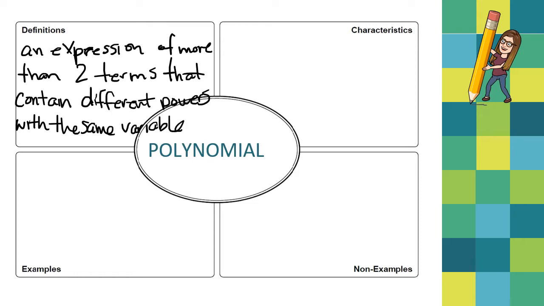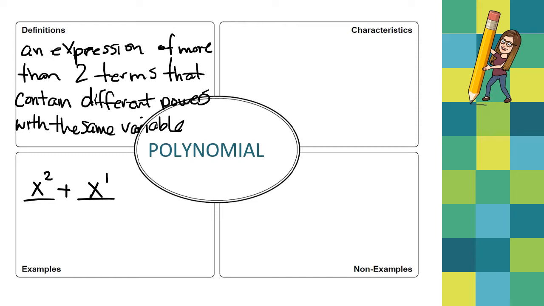So let's visualize what we're talking about here. An expression means there's no equal sign. More than two terms means I have at least two pieces of information being added or subtracted. Different powers, meaning exponents, and the same variable. So here would be an example of a polynomial.